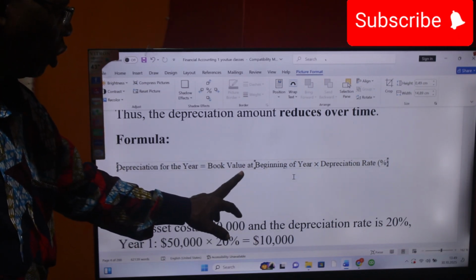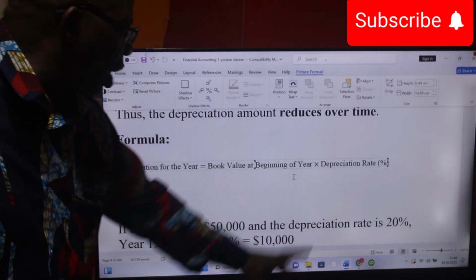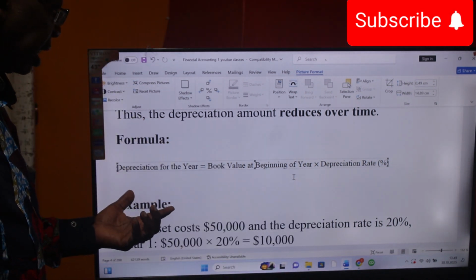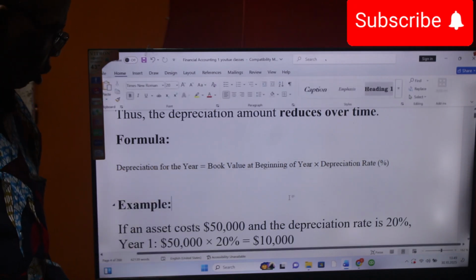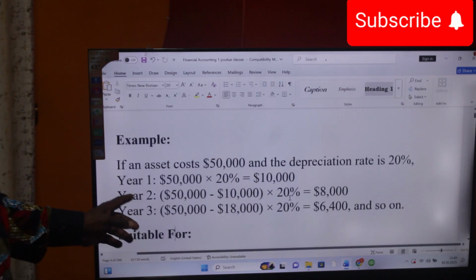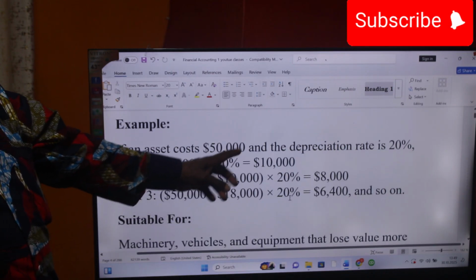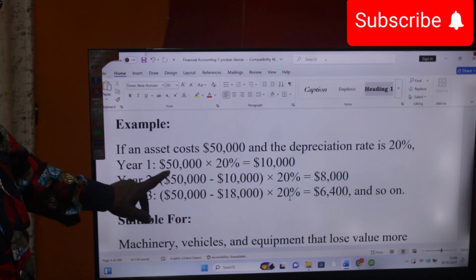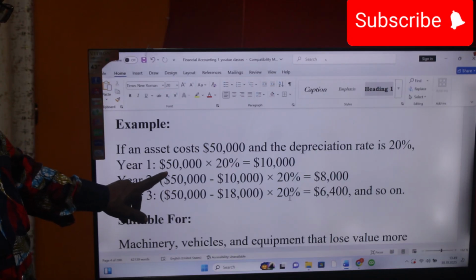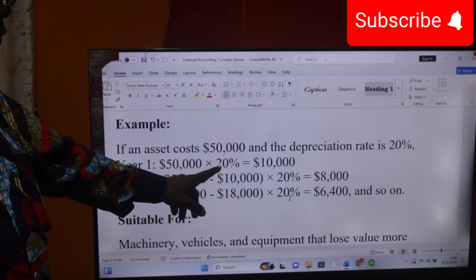This one will continue going down. So when you multiply it with the depreciation rate, in the first years the depreciation is high, but as the years go by, the depreciation goes down. And we are giving ourselves an example. You're saying if an asset costs 50,000 and the depreciation rate is 20%, year one it is 50,000 times 20%.